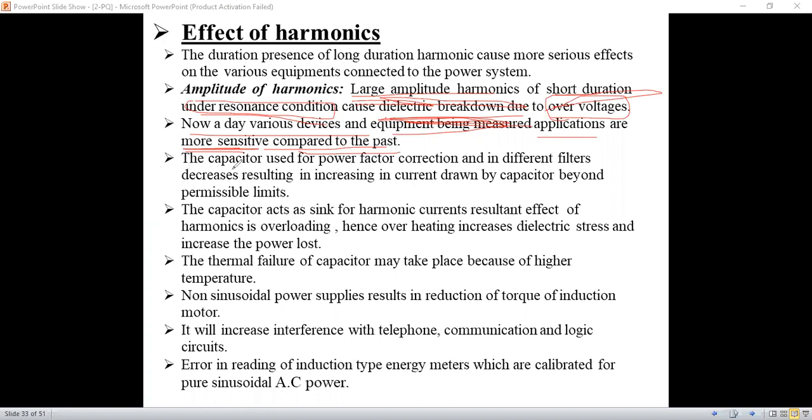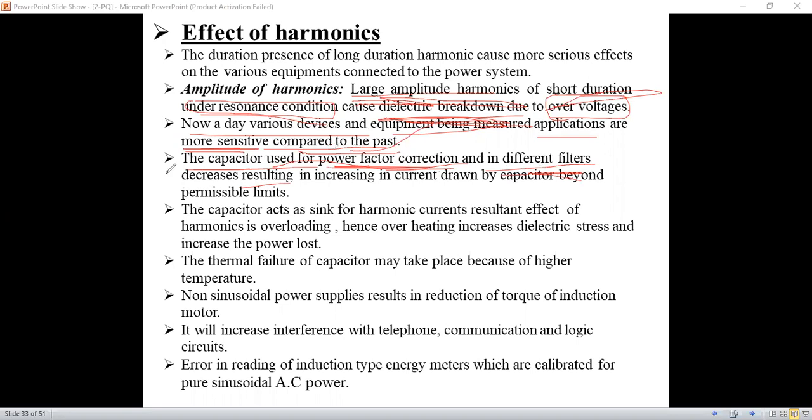The capacitors are used for power factor correction, and in different filters also we use them. By using these power factor capacitors, what is it going to do?